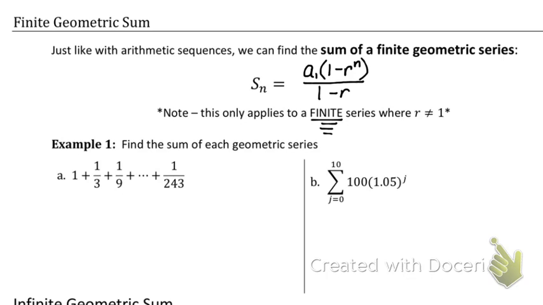If we look at that, my first term is 1. For my common ratio, I'm going to multiply by 1/3 for each of those, so my common ratio is 1/3. I'm going to write this down in a second. But we don't know how many terms there are.